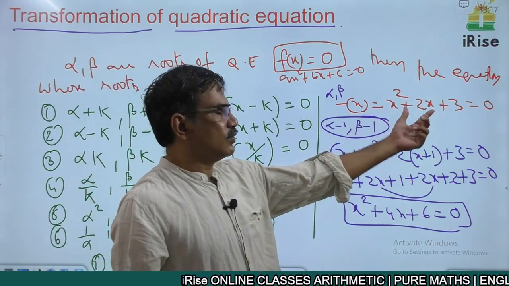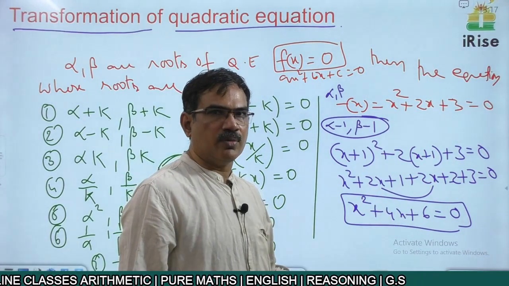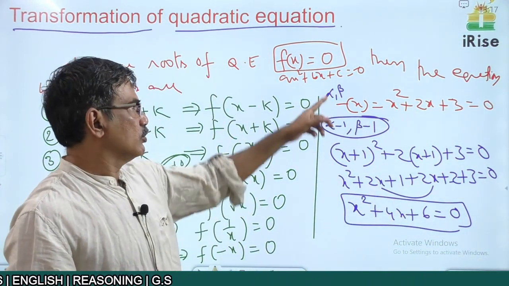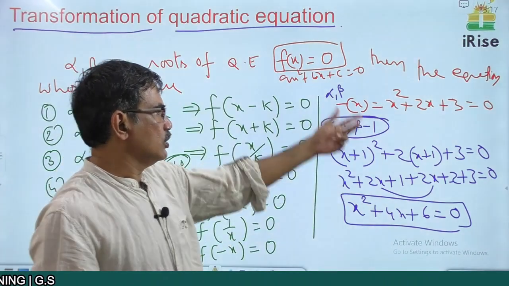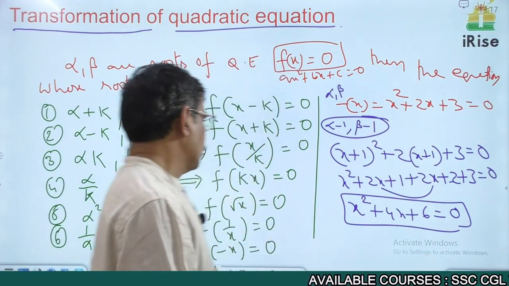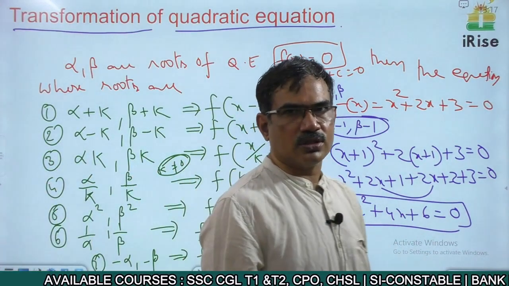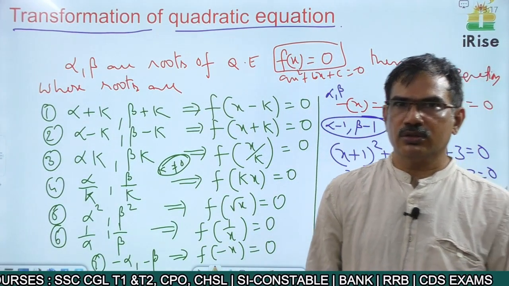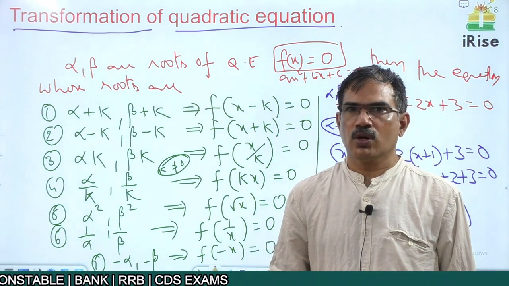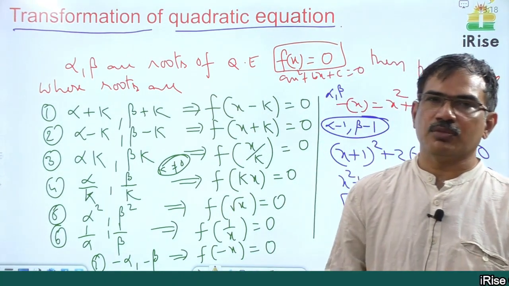If the roots of the original equation are alpha comma beta, for this equation the roots are alpha minus 1 comma beta minus 1. If each root is decreased by 1, the new equation is f of x plus 1 is equal to 0. So based on these conditions, we can transform the equations. Understood? So this is about the total quadratic equation basics related to competitive examinations.